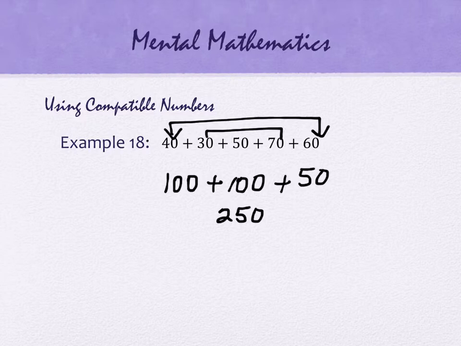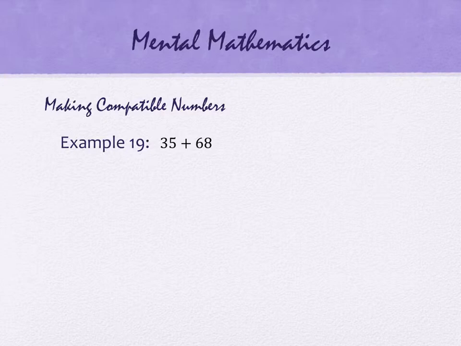You don't want to show up at the register and be like, I'm sorry, you can put the fudge bars back. You don't want to do that, okay? So this is compatible numbers. It's just adding the numbers that are nice to add together. All right, here's another one.